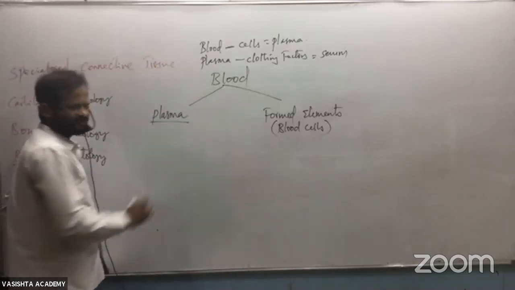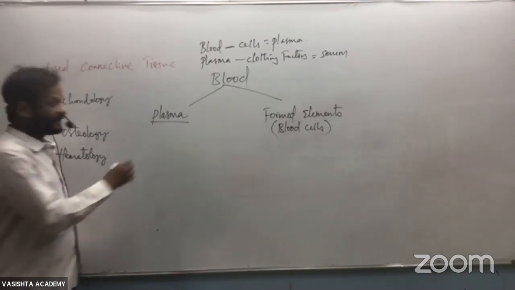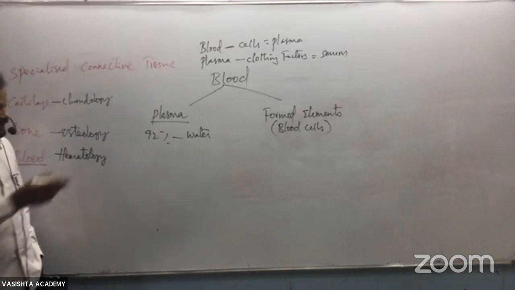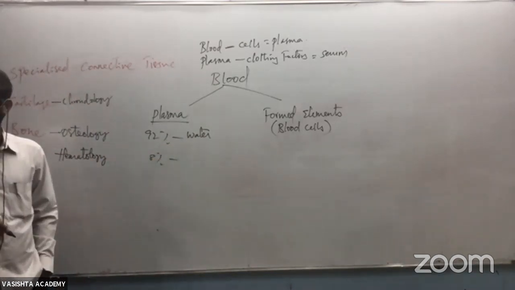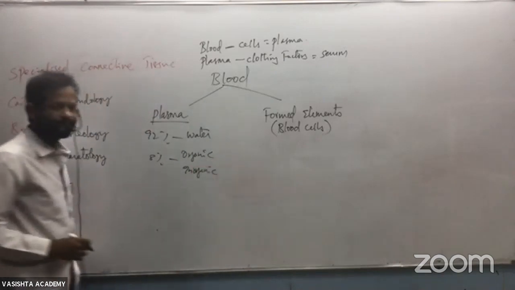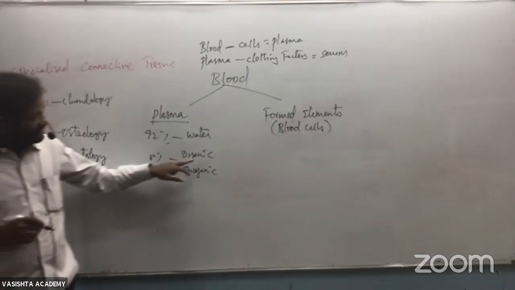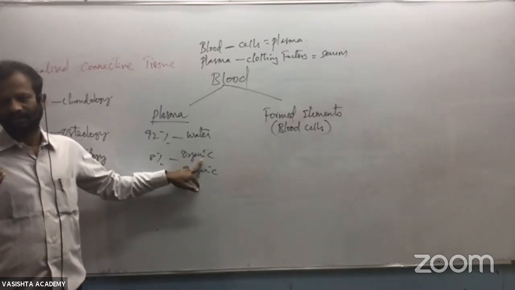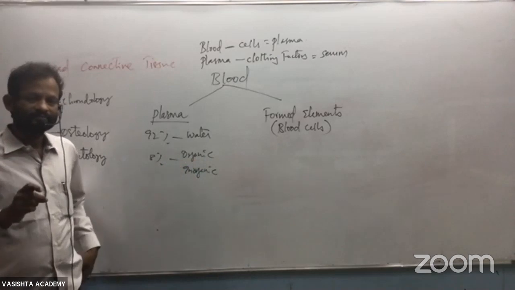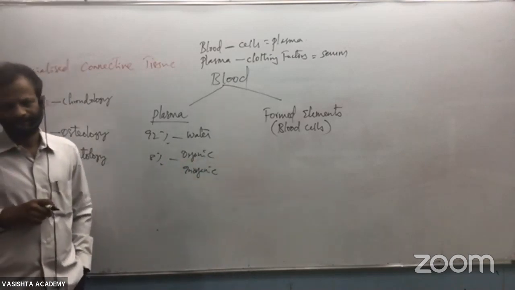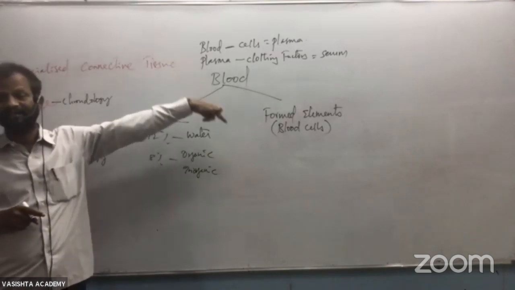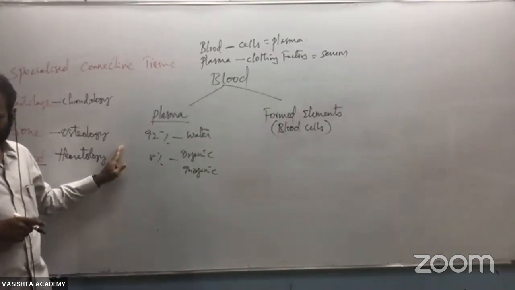So if you take the plasma first, 92% of the plasma is water. The remaining 8% consists of organic and inorganic substances. In the organic category, whatever food we take, after digestion in the small intestine, the digested food goes to every part of the body, every cell of the body. How will the digested food reach every cell? Through blood, not inside the blood cells, but with the help of plasma.